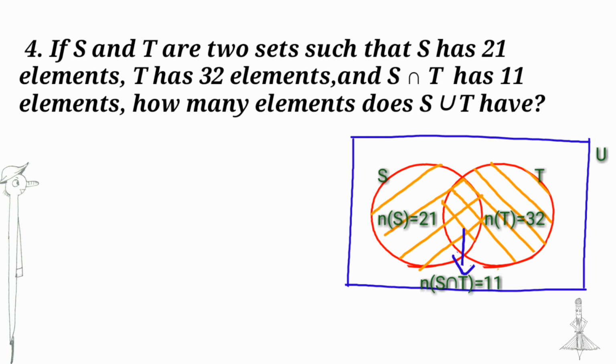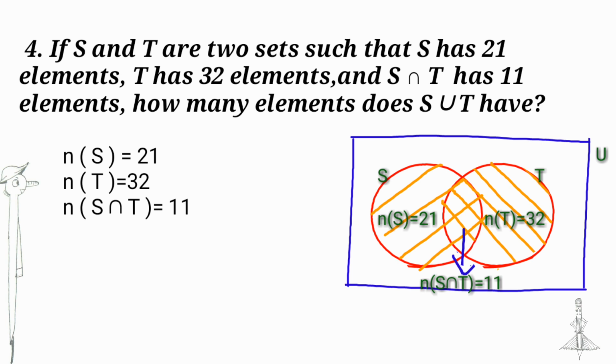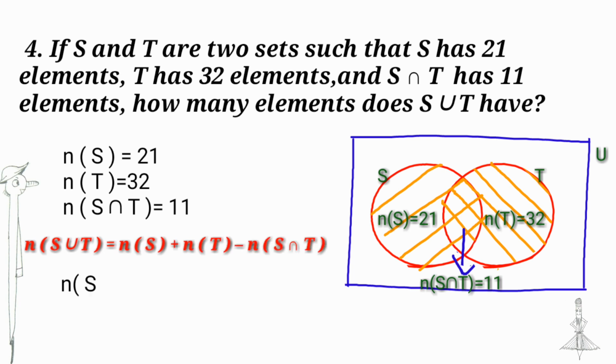If S and T are two sets such that S has 21 elements, T has 32 elements and S intersection T has 11 elements, how many elements does S union T have? Given that the number of elements in S is equal to 21, the number of elements in T is equal to 32 and the number of elements in S intersection T is equal to 11. Find the number of elements in S union T, we get 42 elements.